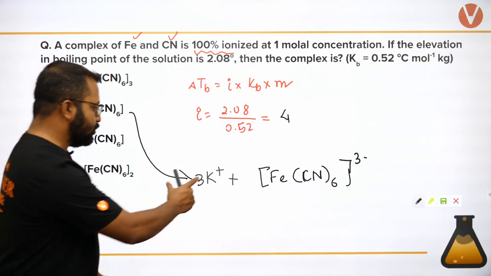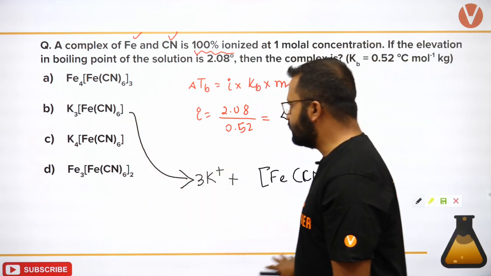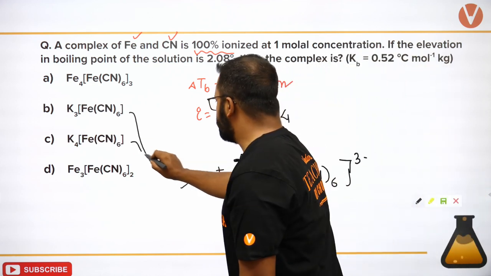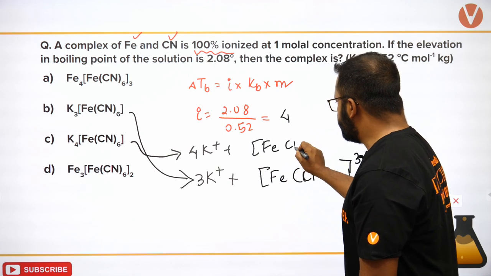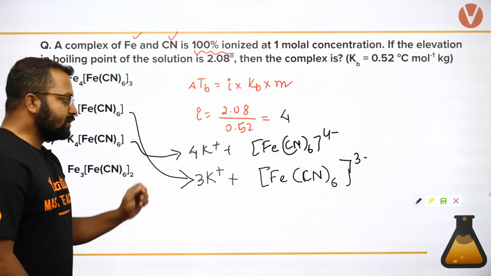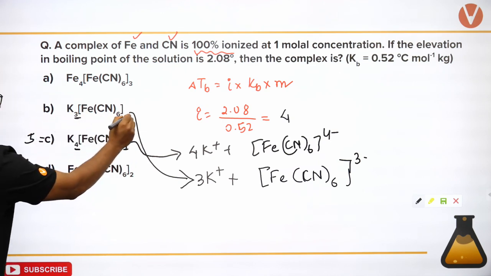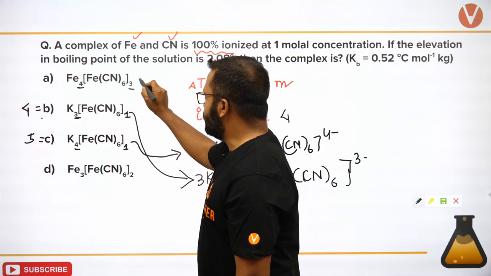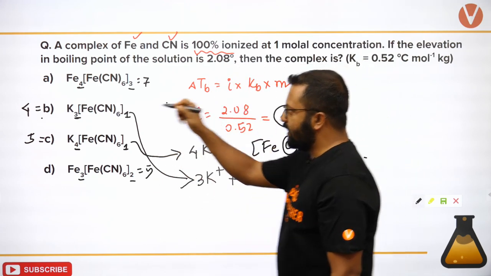Okay, so we are supposed to dissociate, jab bhi aisa koi compound diya gaya hai, this is known as a coordination compound, we are supposed to dissociate in this fashion. So 3K plus plus 1 Fe(CN)6 3 minus ion, this will dissociate to give 4K plus plus Fe(CN)6 4 minus. So how many ions are being given out? So 4 plus 1, 5 ions are given out. 3 plus 1, 4 ions are given out. 4 plus 3, 7 ions are given out. 3 plus 2, 5 ions are given out. If i value is 4, the right answer should be B.